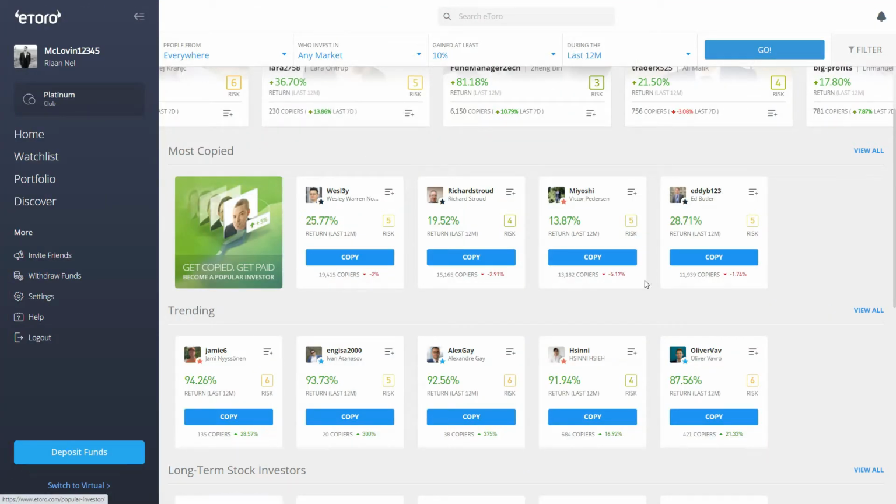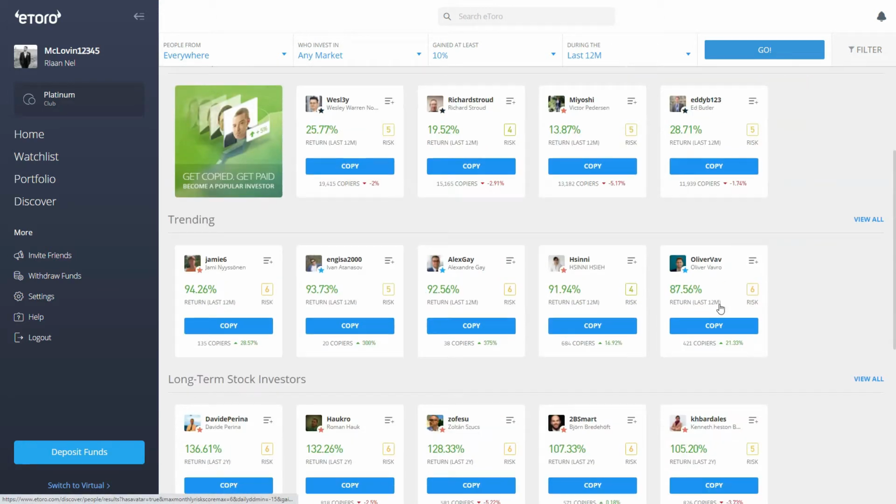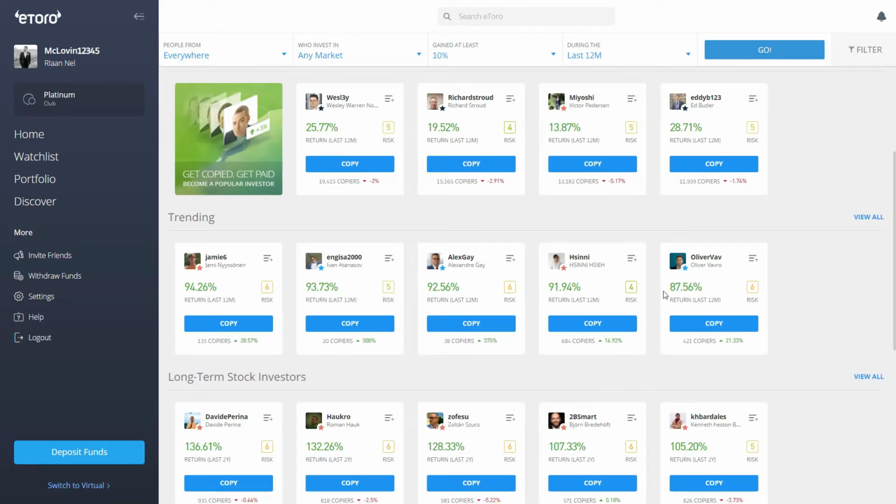All right. So there you've got the most copied section. Then you've got trending. So these guys either have exceptional returns, or for whatever reason they are trending. They might have green results or green months for the past 2 or 3 years, or whatever the reason is that they are trending on eToro, then they would feature here.